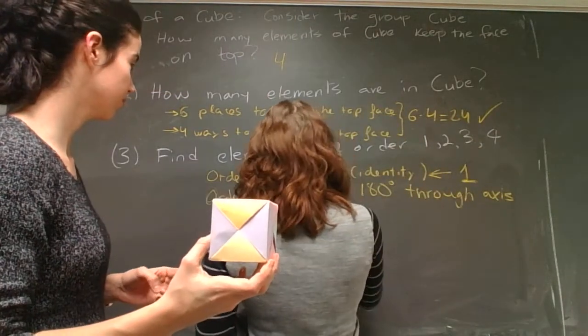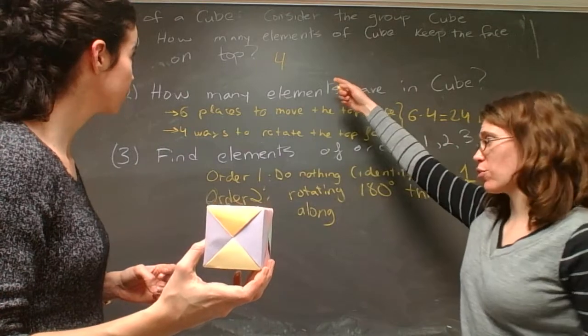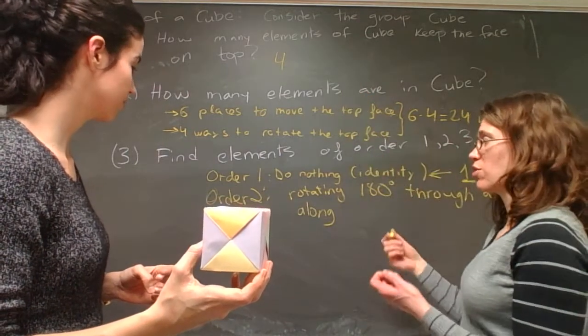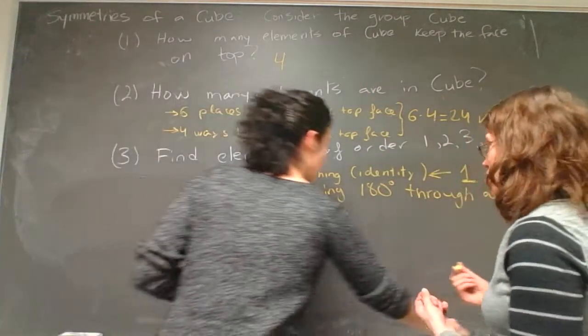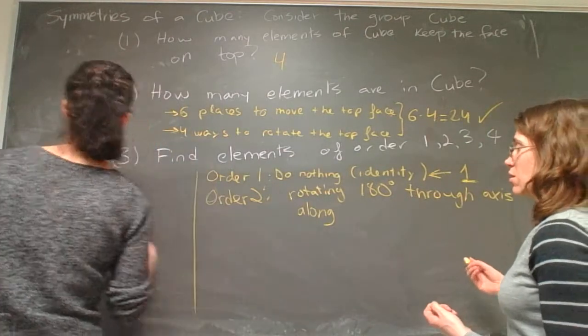By the way, we have also seen elements of order 4, because if we instead rotate by 90 degrees or 270 degrees, so maybe I can write that.